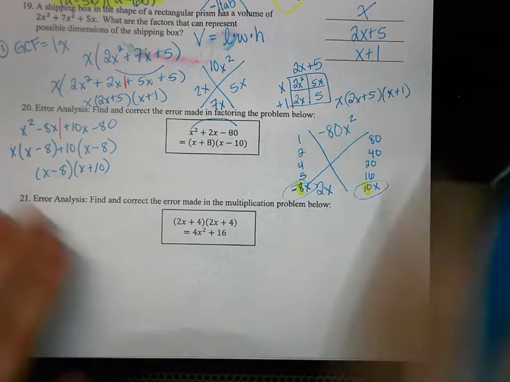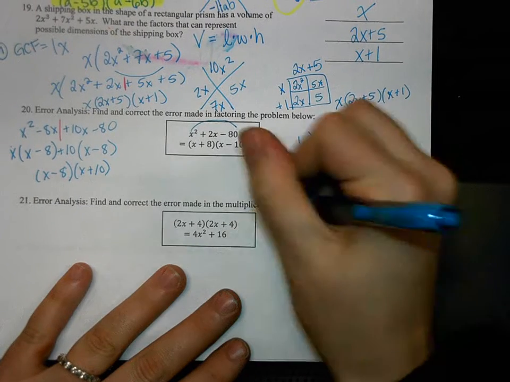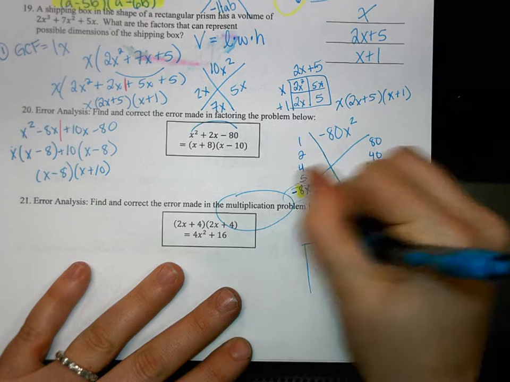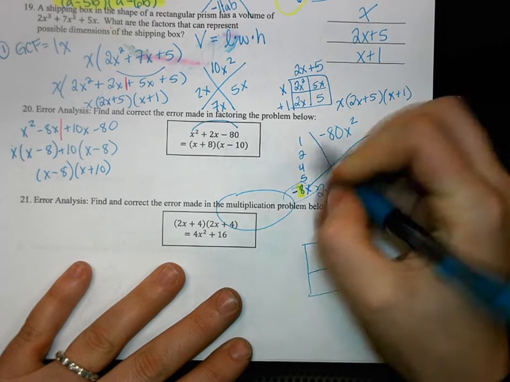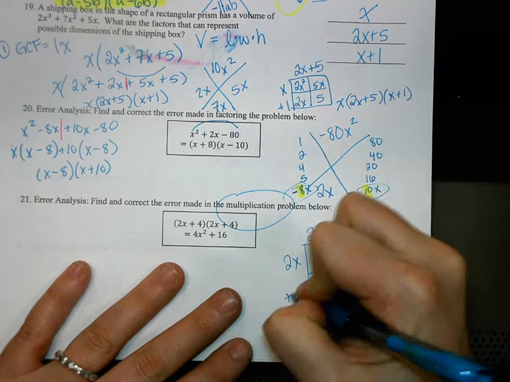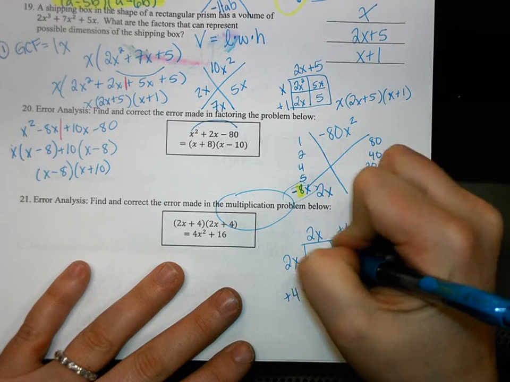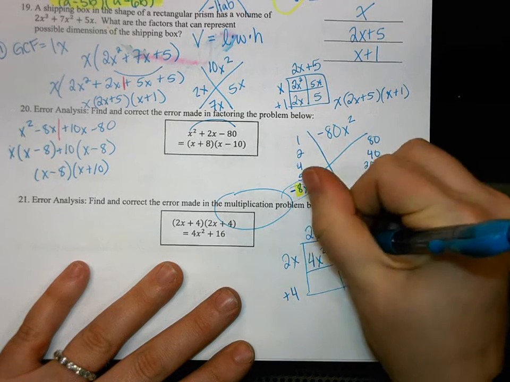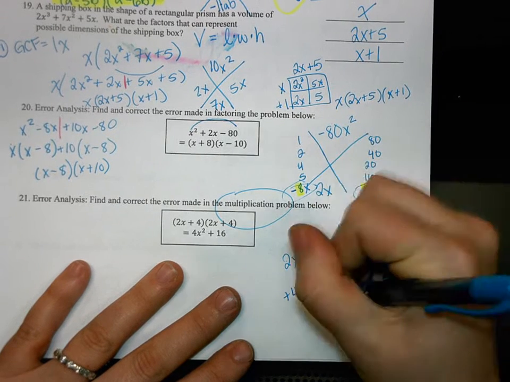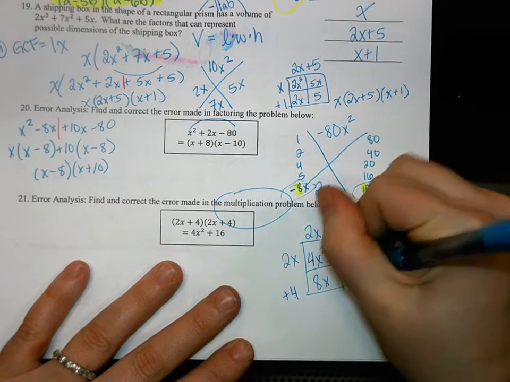On 21, find and correct the error made. When we're multiplying, we multiply our base times our height. 2x plus 4 times 2x plus 4. 2x times 2x is 4x squared. 2x times 4 is 8x. 2x times 4 is 8x. 4 times 4 is 16.